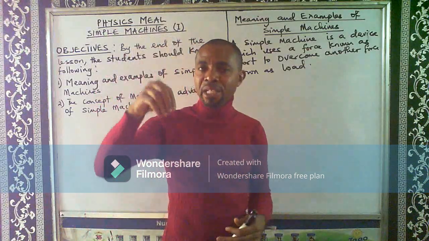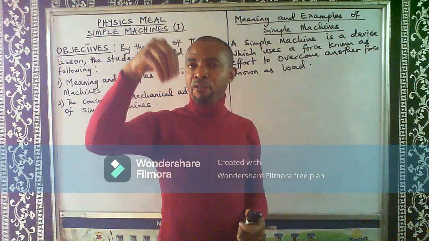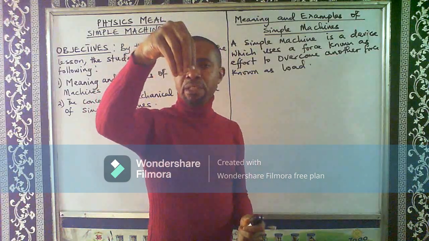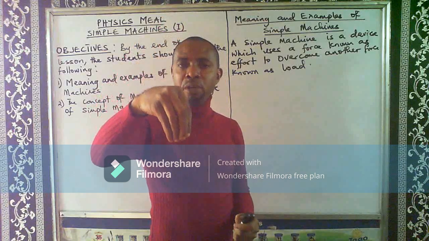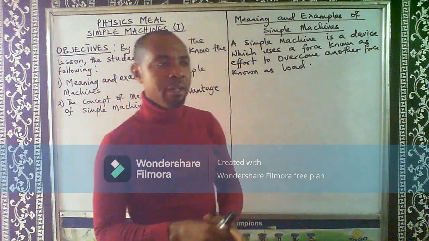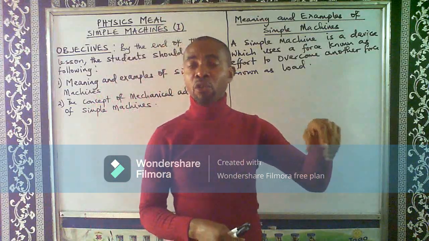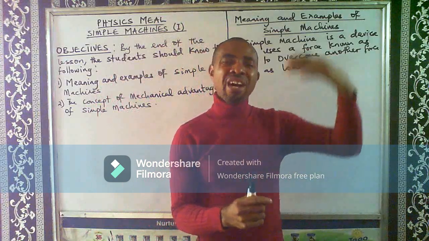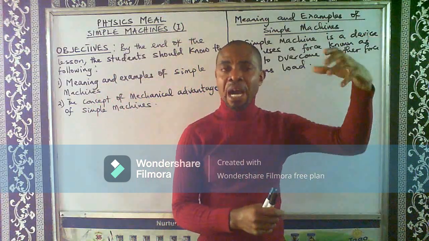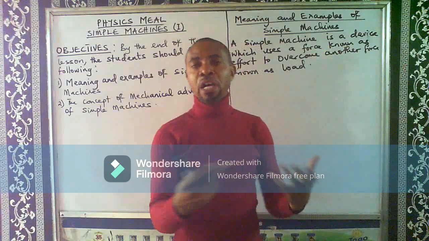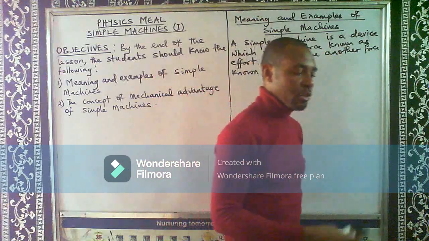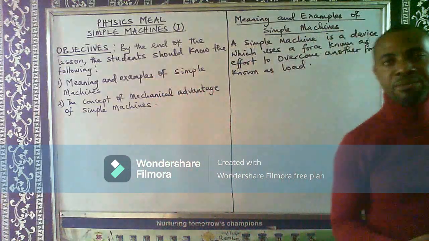So there is application of a force at one point. The force we apply at one point is the effort. Then the application of this force known as effort at one point will now help us to overcome another force known as load at another point. So that's what a machine is.